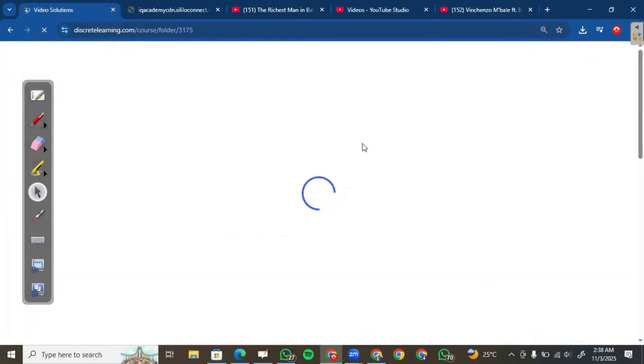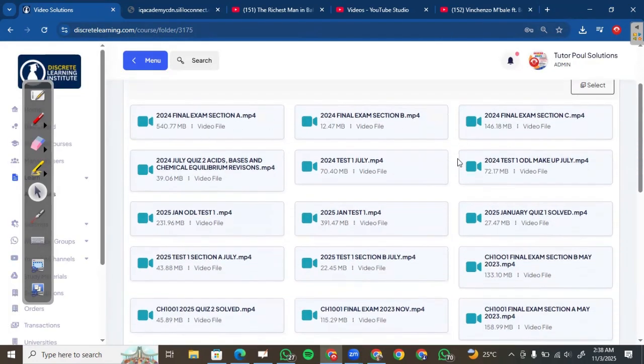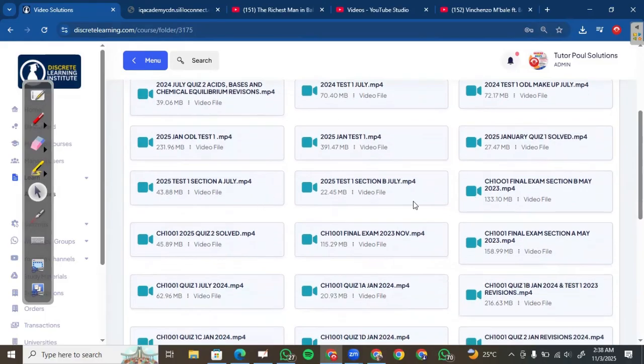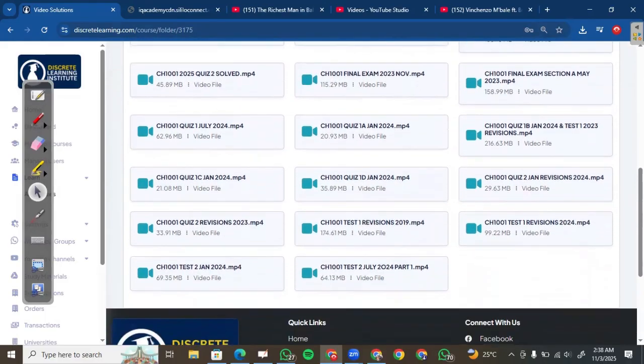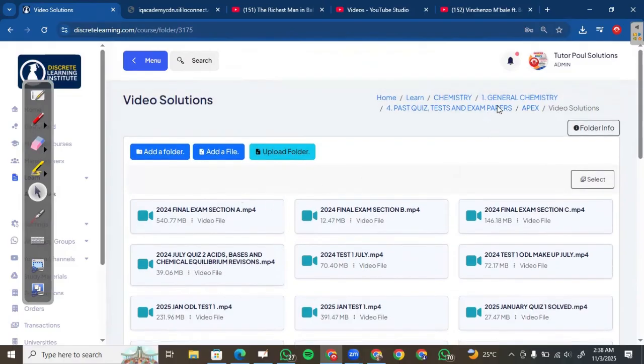If you want, you can check out the written solutions. We also have them. For the video solutions, you're just going to find videos on different past papers. It can be quizzes, it can be tests, as well as the final exam. You're going to find the videos there. You can see some of them are for the exams, some are for the tests, some are for the quizzes. You can use all these videos to learn at your own time, at your own pace. So these are the past papers.